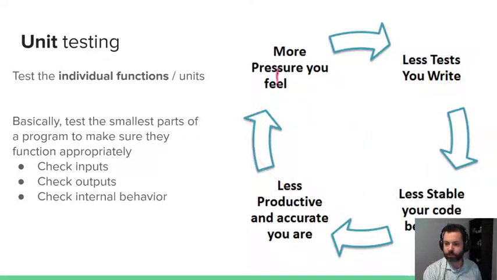The more pressure you feel, the less tests you write, meaning that you're stressed out, you don't spend time testing. But because you don't test, your code becomes less stable. Because your code becomes less stable, you're less productive, leading to more pressure, leading to even less tests. And you have this horrible downward spiral until project failure. How do you break out of this? Write more tests. Give yourself a pat on the back that everything's passing.